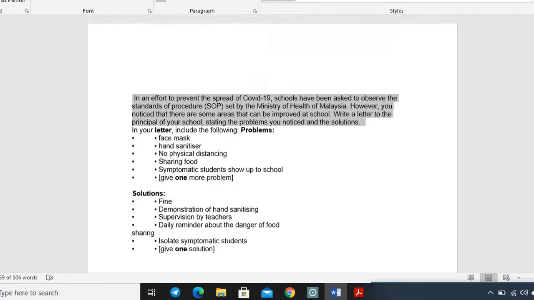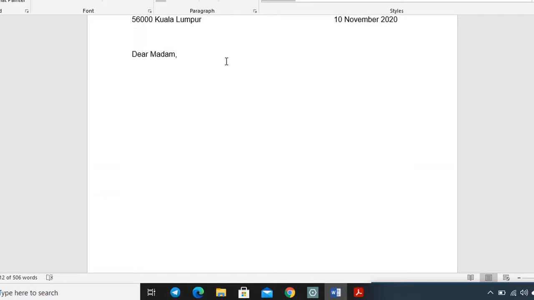Let's say, okay, in an effort to prevent the spread of COVID-19, schools have been asked to observe the Standards of Procedures (SOP) set by Ministry of Health Malaysia. Okay, so your title can be taken from here, but which one? Okay, only a part of it. I want to take this as my title. I'm so lazy to write, so I don't want to write. But you need to write. Are you ready to write?